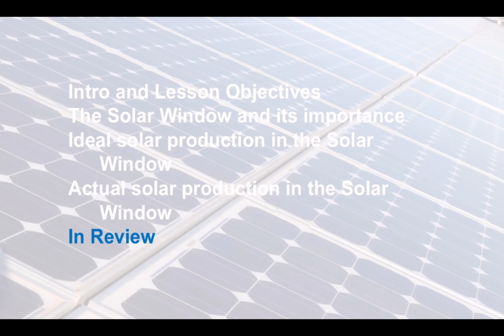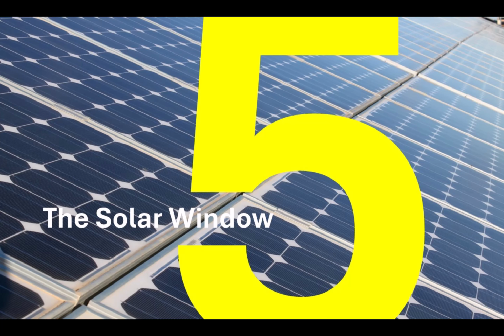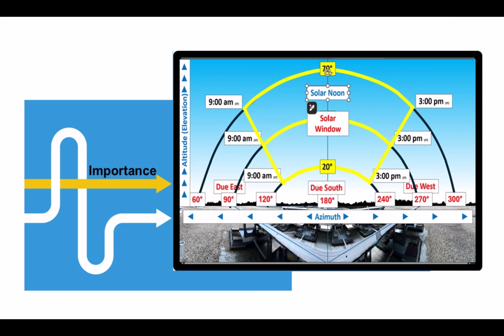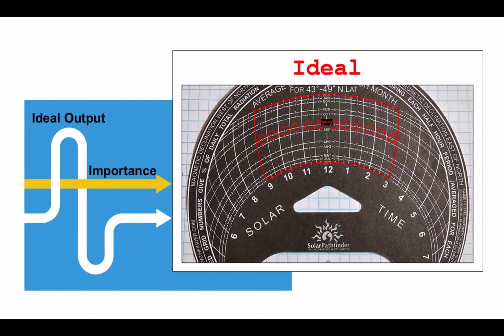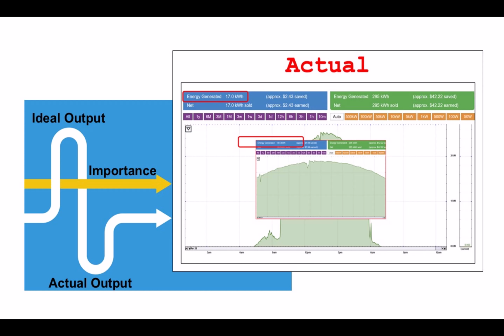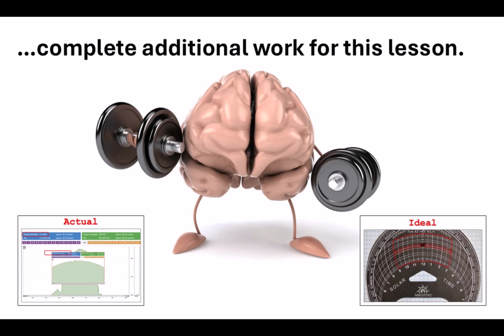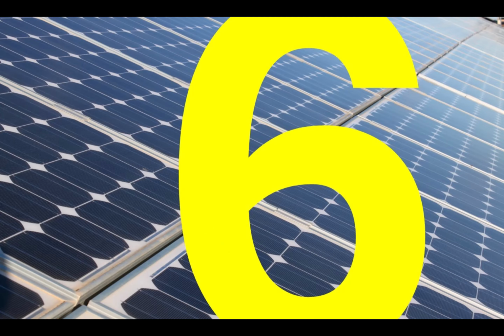In review, in Lesson 5, you've learned about the solar window, how to establish ideal output within the solar window, and how to determine the actual output within a solar window. Now, complete additional work for this lesson, then move on to Lesson 6 of Watts on Our Roof.